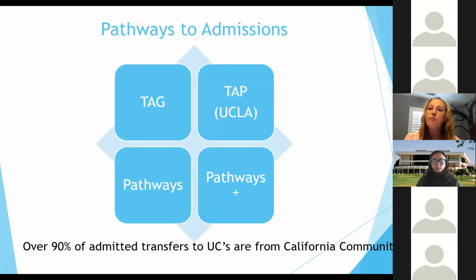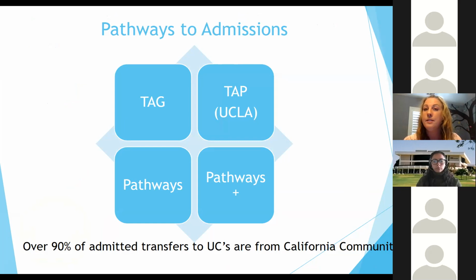So in terms of what makes you competitive and selective and how you can get to the UC if you're going to start at a community college, there's 4 different pathways that I'm going to briefly go into. And it's important to know in terms of transferring to a UC, 90% of their transfers come from the California Community College system. You are a priority as part of their admission process.